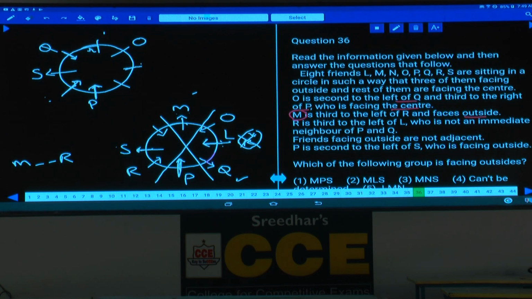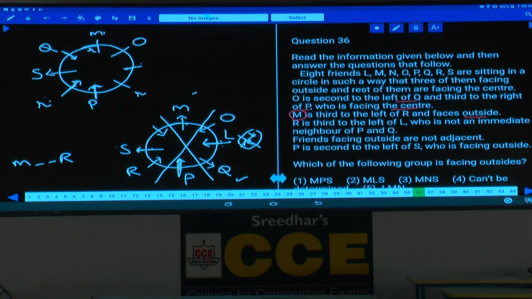As M is facing outside, M can be either here, isn't it? M is facing outside, M can be here. If you take M at this place, M is facing outside, then whatever this one faces outside, M is third to the left of R. Then where should this R be? R can be either here or here, isn't it?